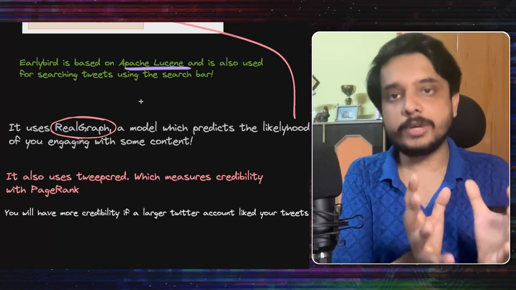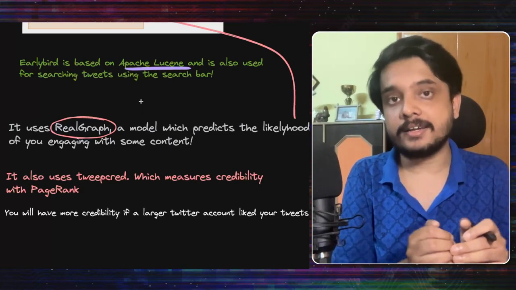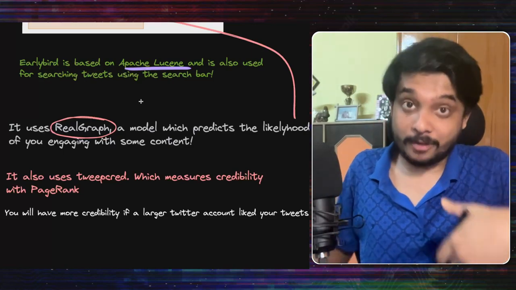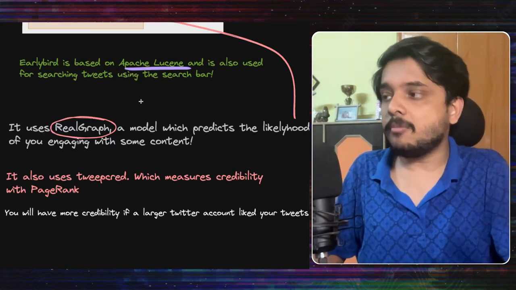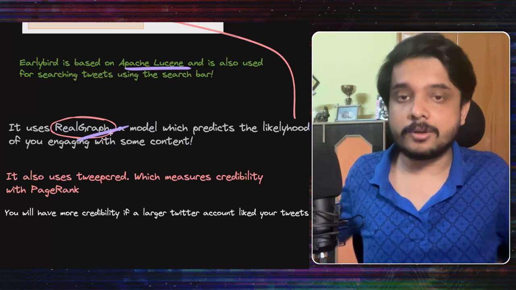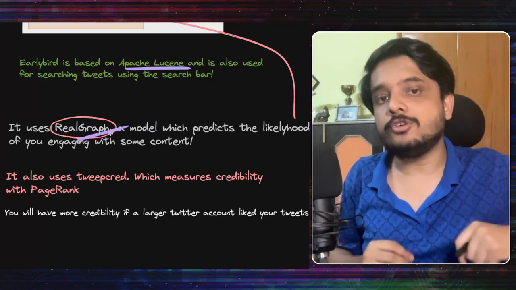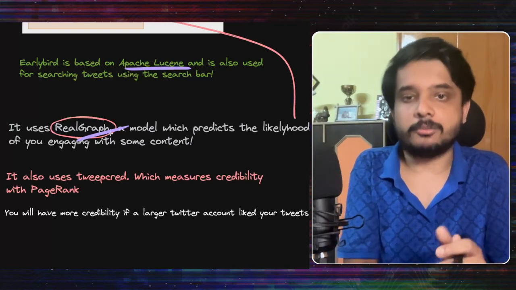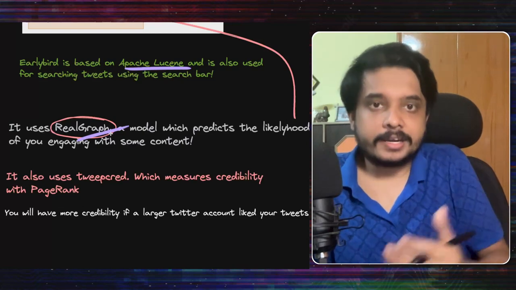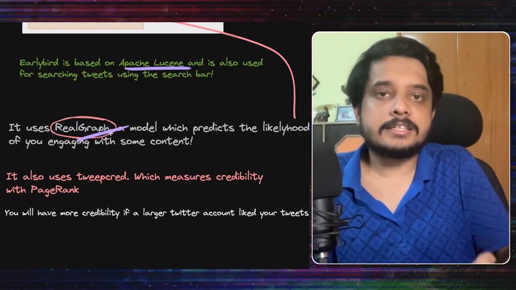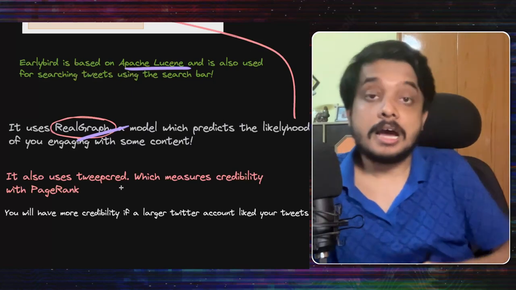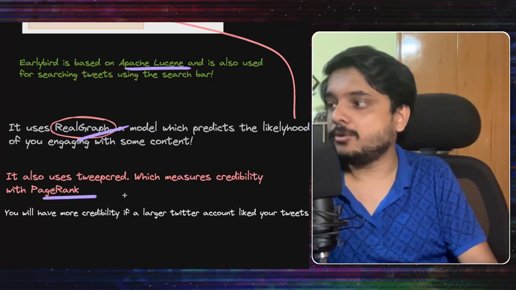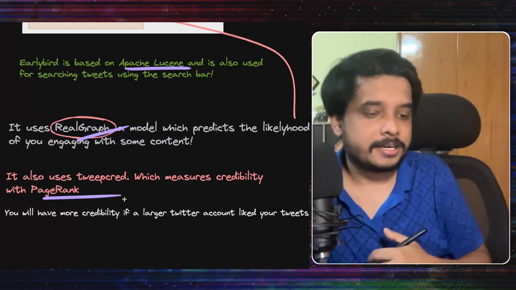But now this set of tweets has to be ranked. And this system is called Light Ranker. To rank these tweets in order of your preference or relevance, a model called Real Graph is used, which predicts the likelihood of you interacting with a Twitter user or with a tweet from some Twitter user. The higher the likelihood of your interacting with it, the higher the chances that it will be ranked upwards in your feed.